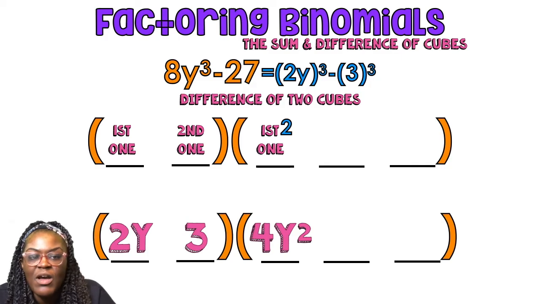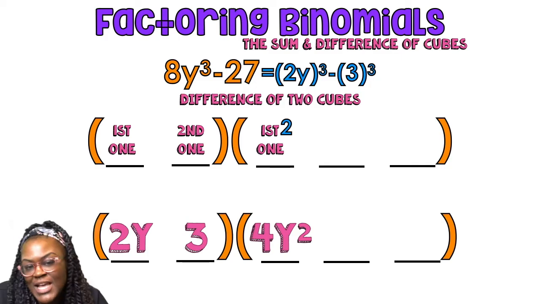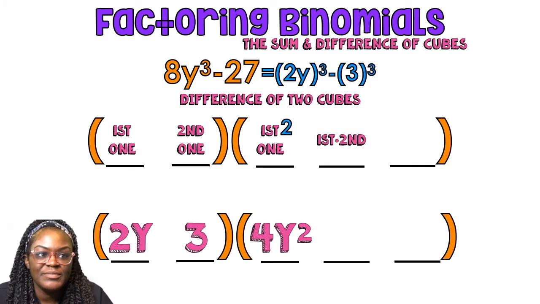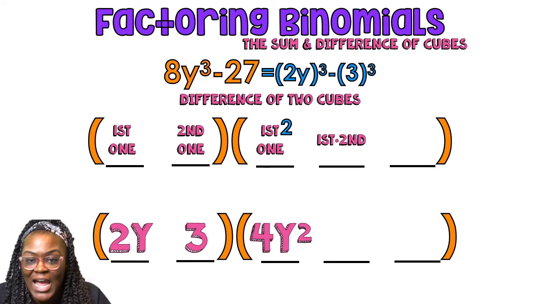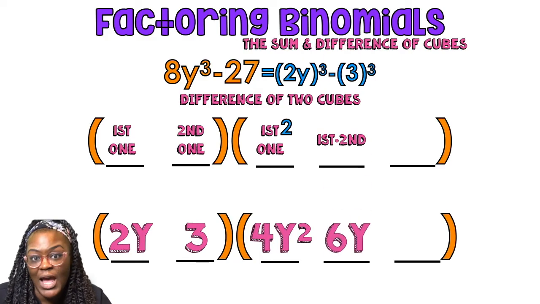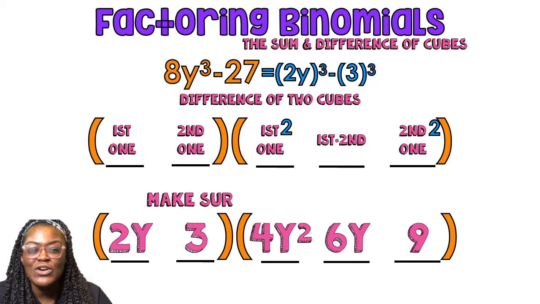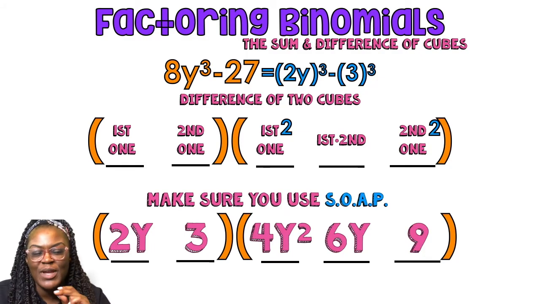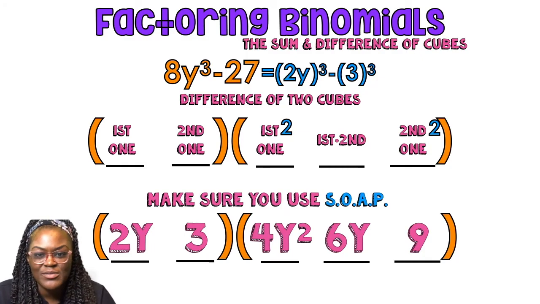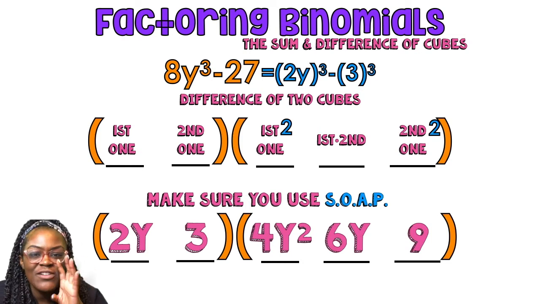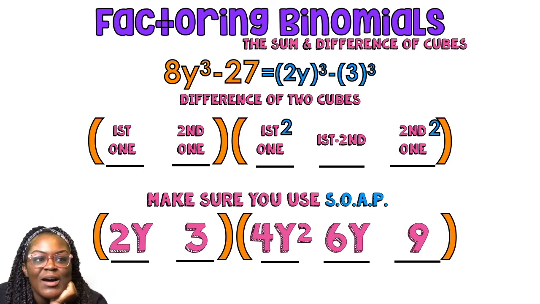Anyway, first one, second one, first one squared, first one times the second one. So 2y times 3. That's going to give me 6y. And then the second one squared. So the second one is 3, so 3 squared is 9. Boom! Use some soap! First one squared. First one times the second one, squared. Use some soap! Okay, so don't be nasty.